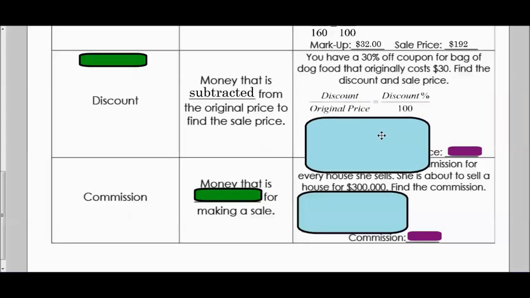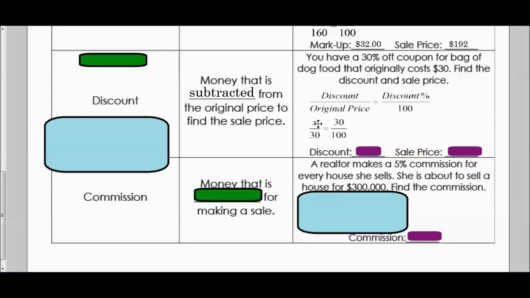All right, so our discount percent is always going to go over 100. That's 30 out of 100. That's compared to some discount amount out of this total of $30. So we don't know the discount amount yet, but we know the discount percent. That's going to go over 100 on the right side. On the left, the bottom number is the original price. We're trying to figure out how much of that total we're getting discounted.